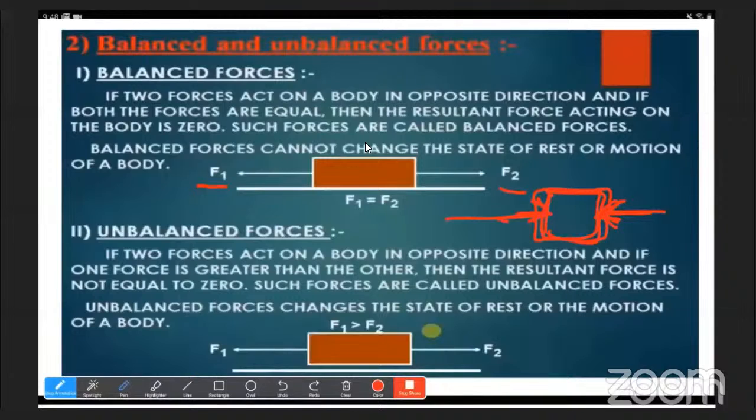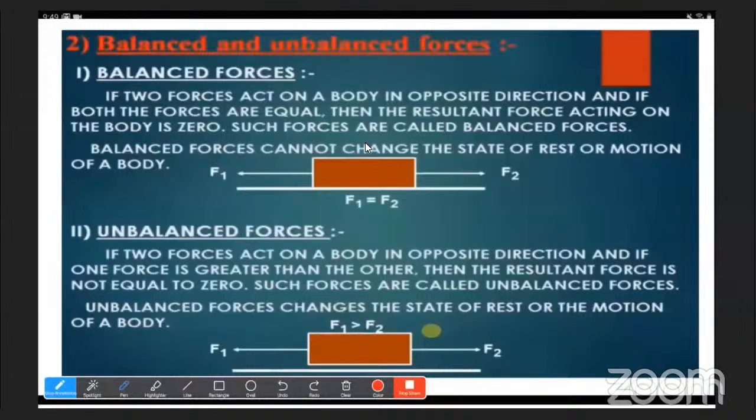If we change any one of the forces, if any one of the forces is increased or decreased at any side, then the object will change its position. Otherwise, the object is at rest and here the force acting on the body is 0. So we can say that this type of forces are balanced forces. So balanced forces cannot change the state of rest or motion of a body. You can see here F1 equals F2 because here both forces are equal. And next, unbalanced forces.